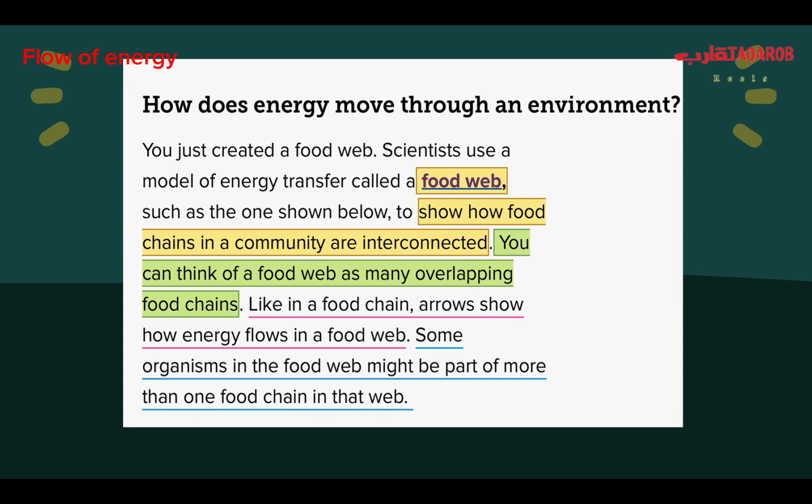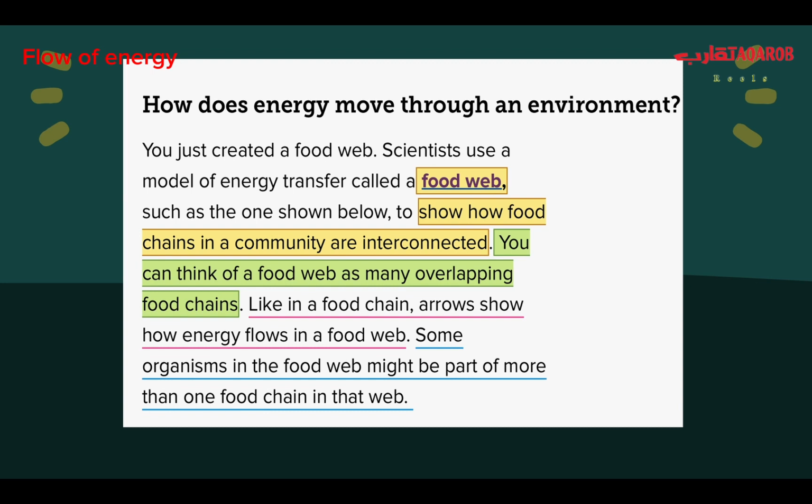Now let's read about food web. A food web shows how food chains in a community are interconnected. You can think of a food web as many overlapping food chains. Like the food chain, the arrows in a food web show how energy flows.